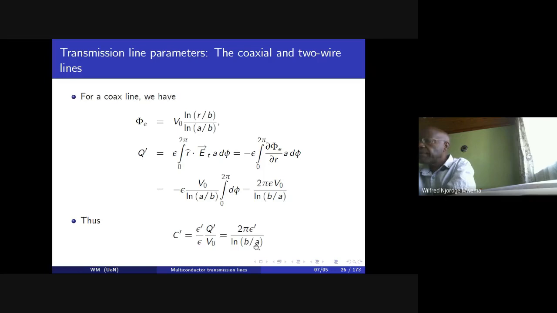I think there is a problem with this epsilon. It should not be appearing here at all. That one should be removed.